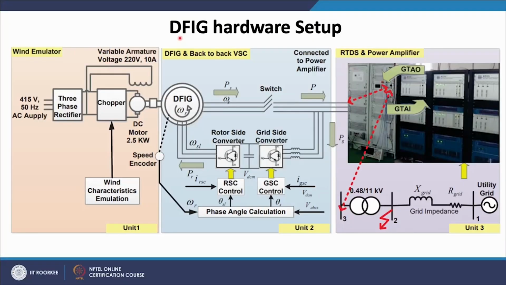As you could see in the DFIG hardware setup, a DFIG WTG of rating 2.2 kilowatt is connected to the distribution network simulated in the RTDS via a power amplifier. In the network we can see in unit 3 a utility grid of 11 kilovolt that is supplying through the transformer and providing 0.4 kilovolt to bus number 3.